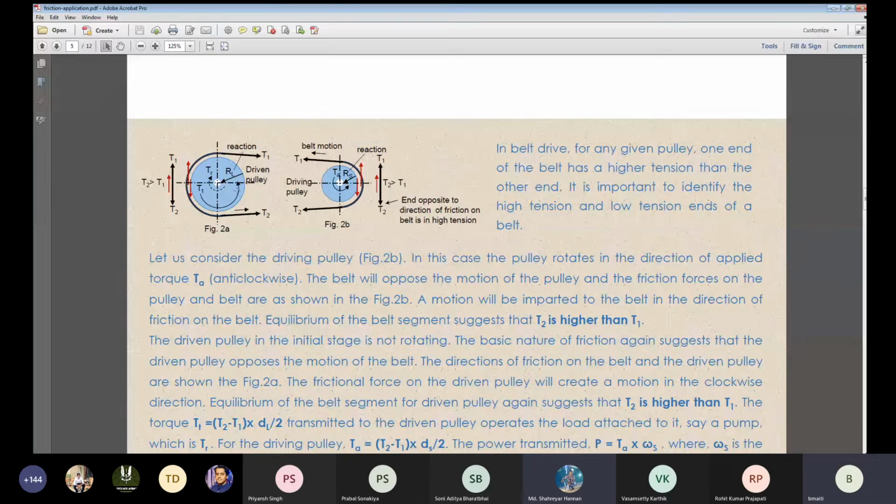Which direction are you talking about? The entire thing is in the anti-clockwise direction. This pulley is moving anti-clockwise. This pulley is also moving anti-clockwise. Yes, sir. But when we theoretically know the direction of torque, it is in the opposite direction on the driving pulley.